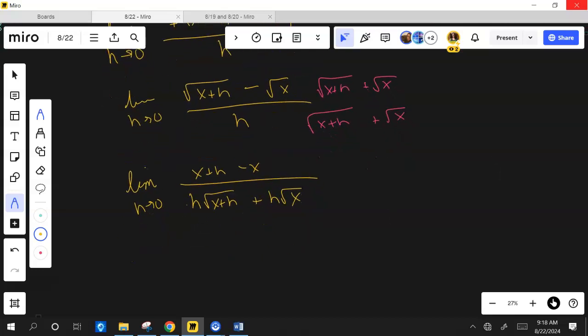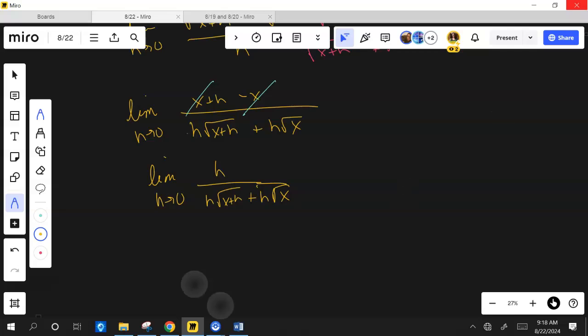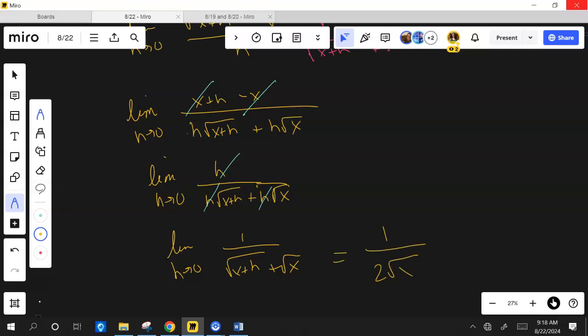Look, my x's are canceling. The goal each time, remember, is to plug in for my h value. Yes, I still can't do it, but I can cancel those h's, right? So I end up with the limit as h goes to 0 of 1 over the square root of x plus h plus the square root of x. Now can I plug in? Yes. That's the answer. Because if I put a 0 in here, it's just square root of x plus square root of x.